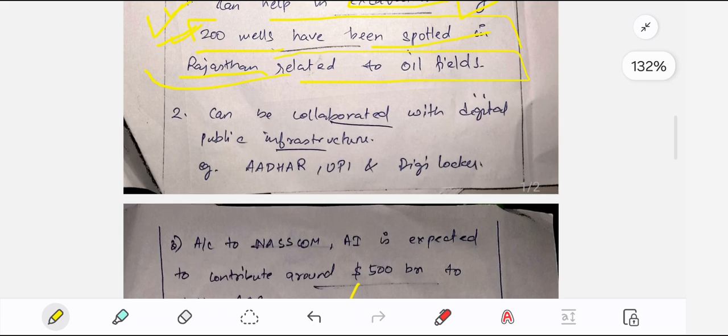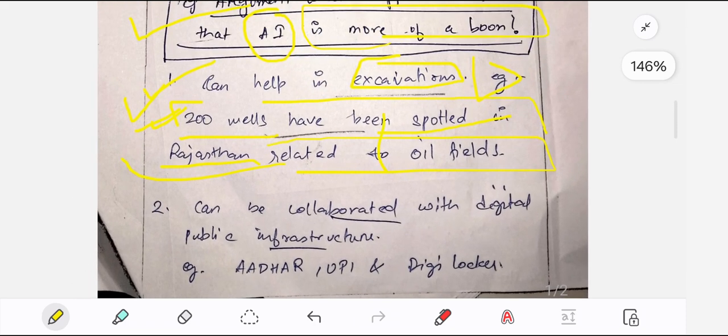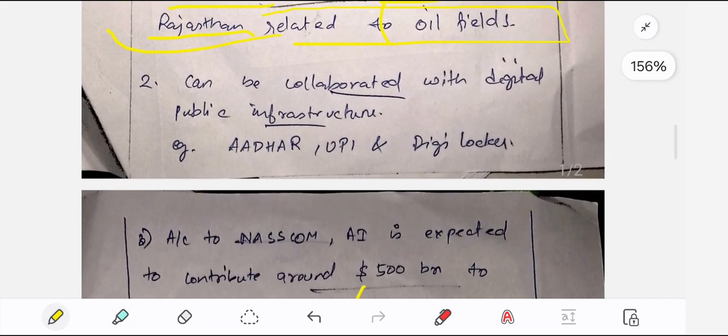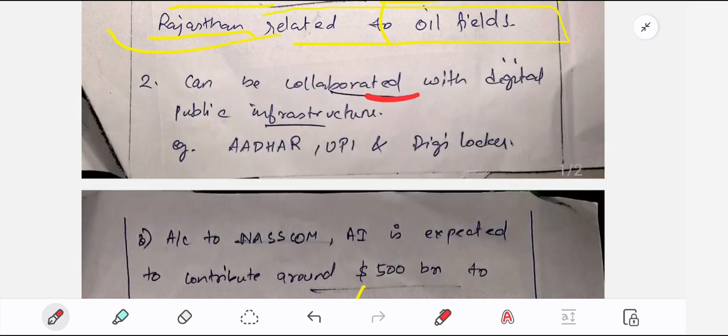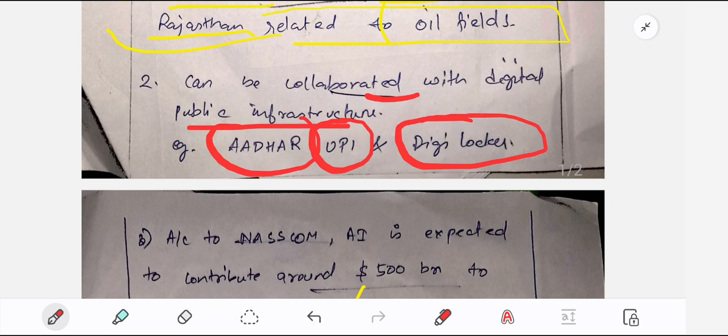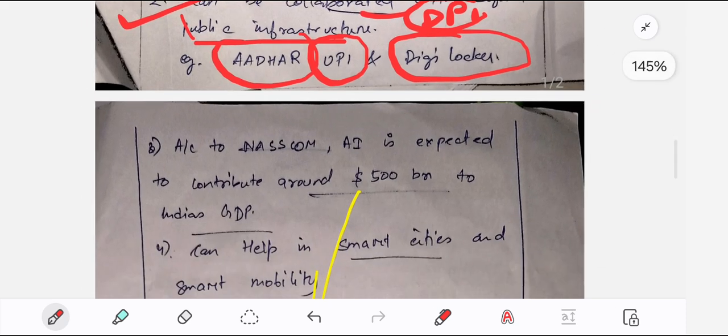Then point number 2, it can be collaborated with digital public infrastructure. AI can be collaborated with digital public infrastructure. For example, Aadhaar, you can use AI, the Unified Payments Interface, and it can be used in DigiLocker. So it can be collaborated with digital public infrastructure, or DPI in short. Always complement your answer with points. I am talking about the positives of artificial intelligence.